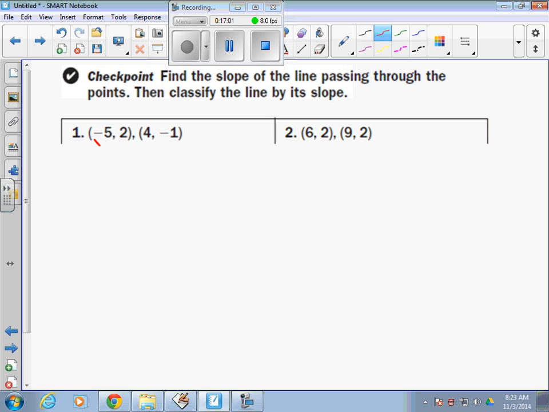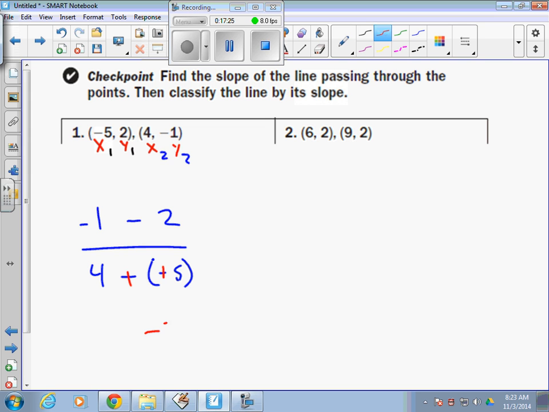In fact, remember x, y, sub 1, sub 2. The slope formula says y sub 2, that's negative 1 in this case, minus y sub 1 is 2 in this case, over x sub 2, that's 4 in this case, minus x sub 1 is negative 5. Minus the negative, we know, means plus a positive. Negative 1 minus 2 is going to be negative 3 on top. 4 plus 5 on the bottom is going to be 9.